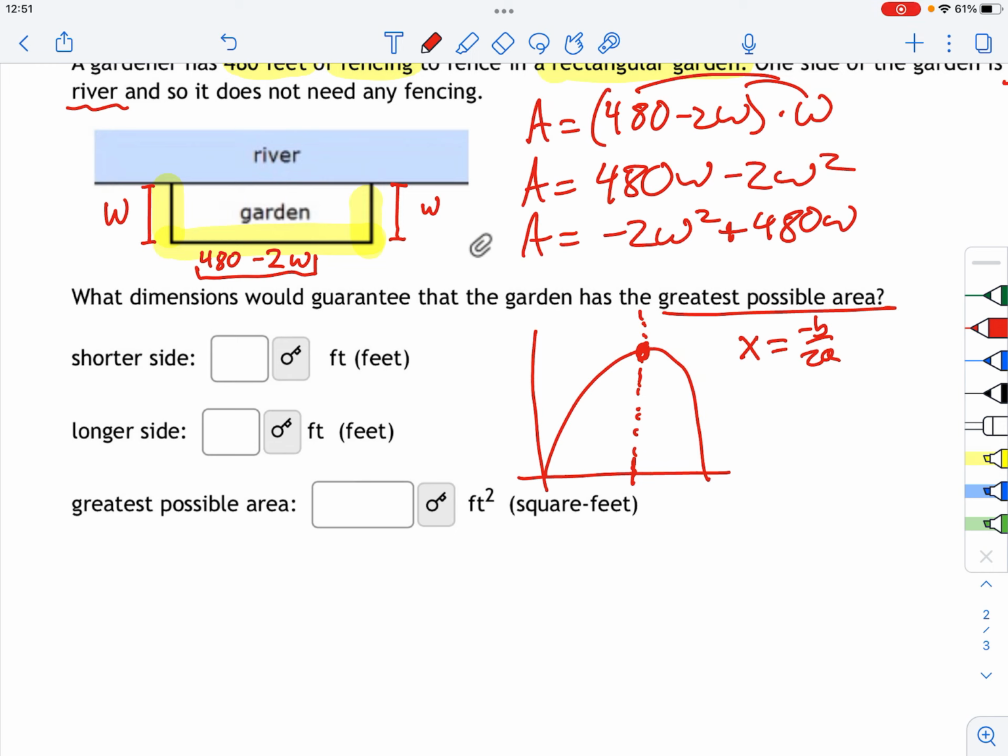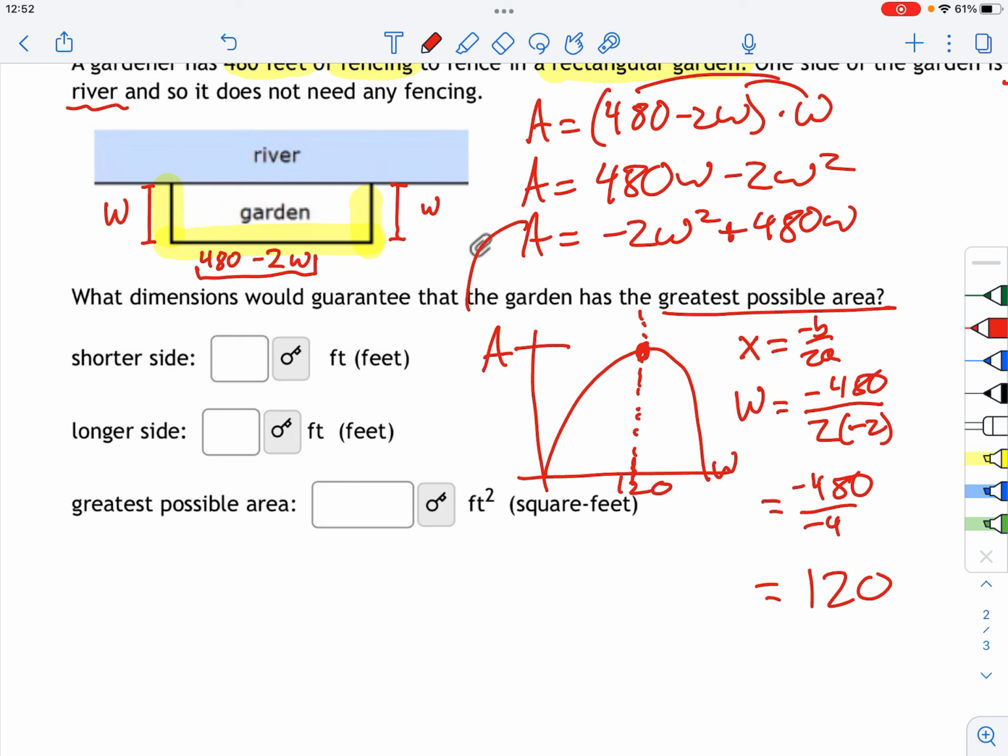So in this case, instead of x, we have W. W equals negative b over 2a, so we're going to go with negative 480 over 2 times a, which is negative 2. And that's negative 480 over negative 4, which is 120 positive. So that means when our variable W is 120 feet, we're going to get a maximum of area. See, area is our function here, and W is our independent variable. So the question now is, what is the area?